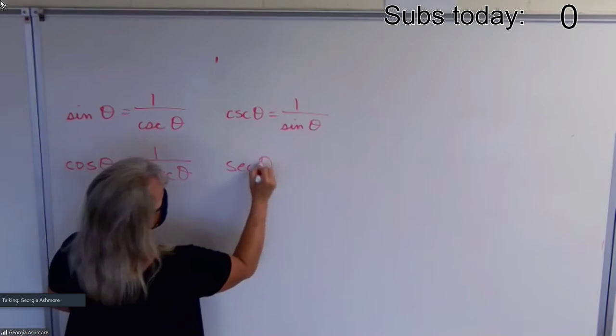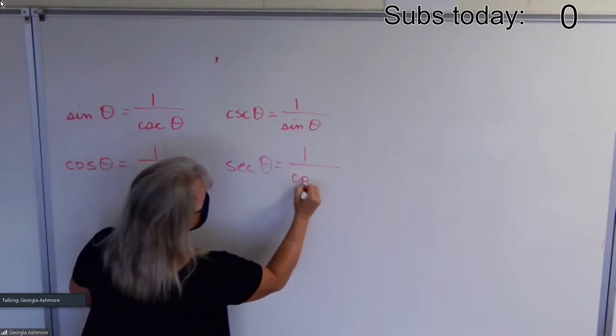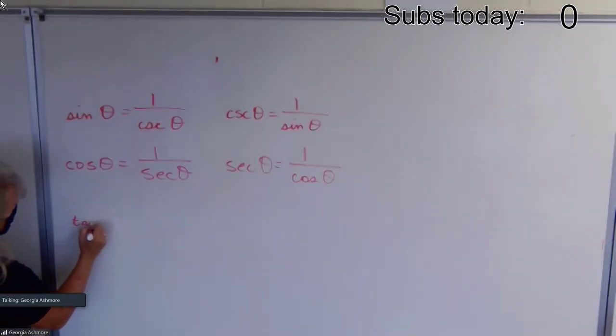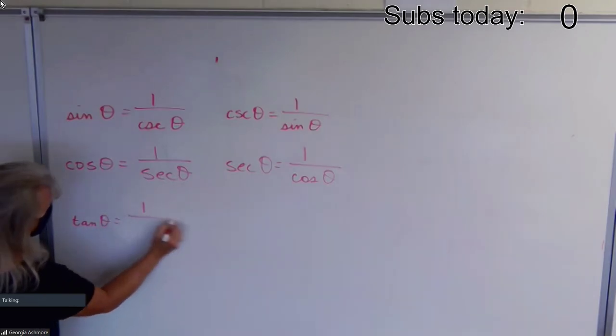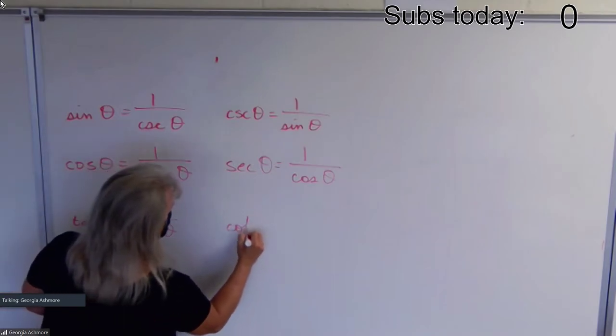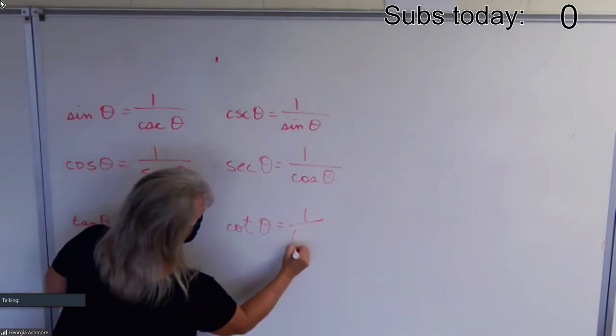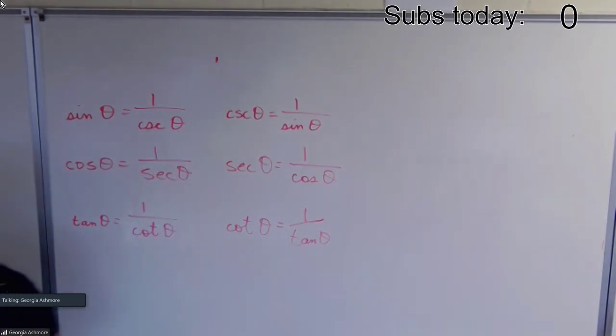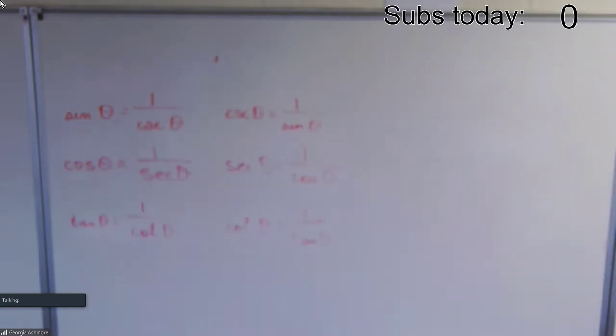Secant would equal 1 over cosine. Sometime along the way, you're going to be expected to be able to tell me what these formulas are. And tan is 1 over cotan theta. And cotan theta is 1 over tan theta. So those are those reciprocal identities. And then the first several problems, they're so easy, and I'm glad. You use reciprocal identities to find the function value.